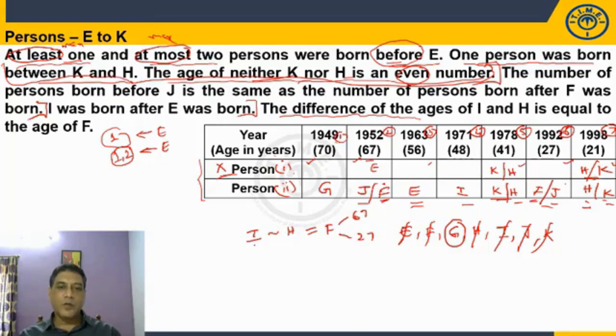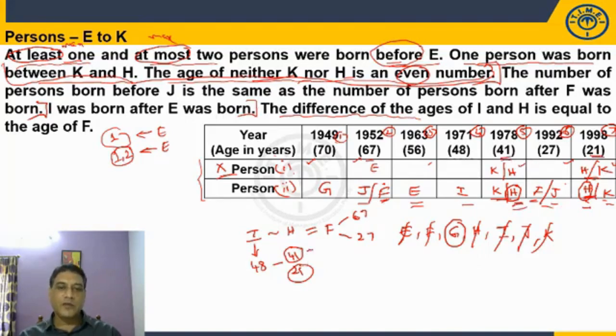Now, what are the possible ages of I? I's age is 48 years. This is sure. There is no doubt about that. What are the possible ages of H? H could be 41 years old, or H could be 21 years old, one of these two. So these are the two possible places for H. If H is here, his age would be 21. If H is here, his age would be 41.